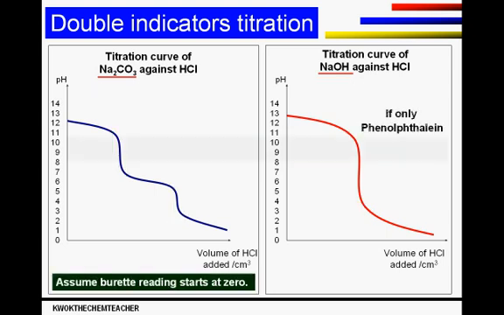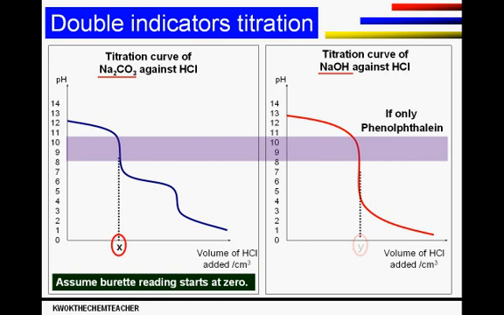The working pH of phenolphthalein is between 8 and 10. If only phenolphthalein is used, X mol of hydrochloric acid is needed to react with sodium carbonate, and Y mol of hydrochloric acid is needed to react with sodium hydroxide. Hence, the reading on the burette will be X plus Y.